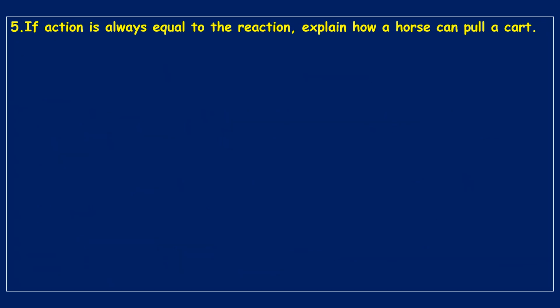If action is always equal to the reaction, according to Newton's third law, explain how a horse can pull a cart. How can a horse pull a cart? That means only the horse and cart are moving, but the road is not moving. How can we explain the reaction which works on the cart which is pulled by a horse?